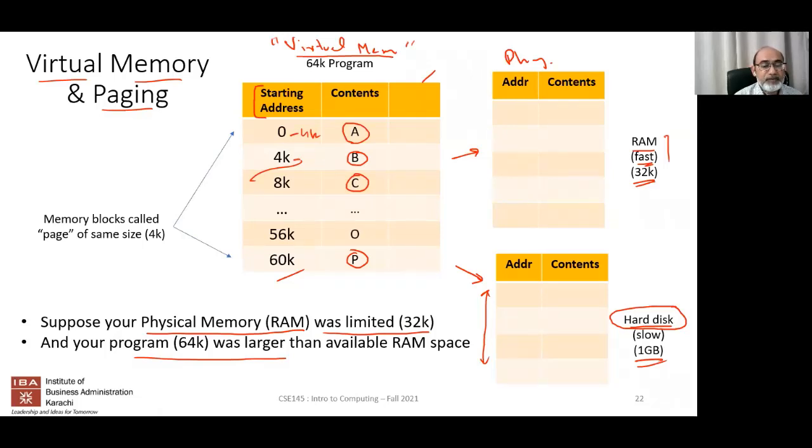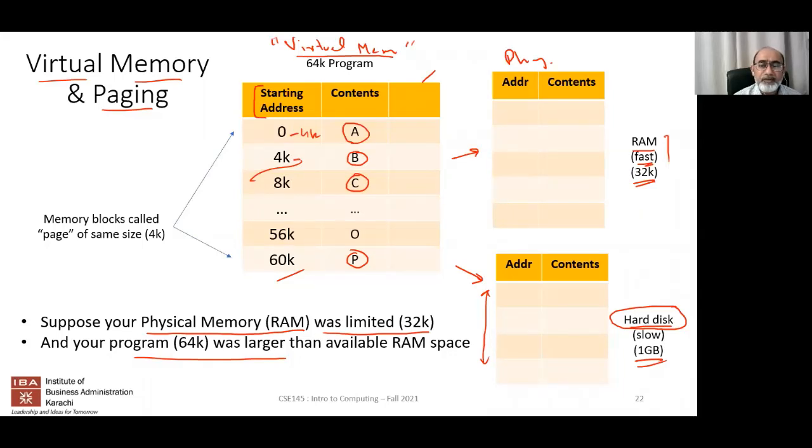But it is limited. So it's fast, but limited, and this is slow, but unlimited. Now, the question is, what happens when you need to refer to the sixth book? Okay, and you're referring to the first five books. Now, all of a sudden, you need to refer to the sixth book.